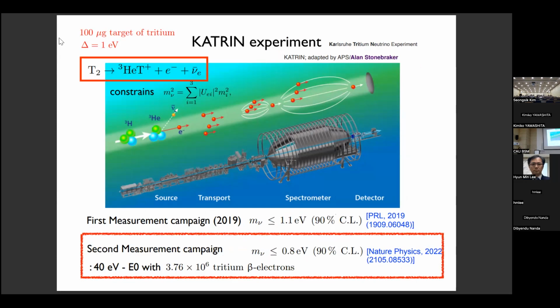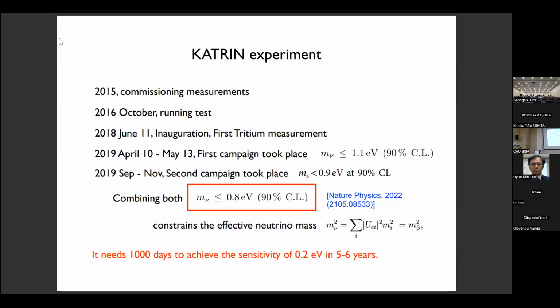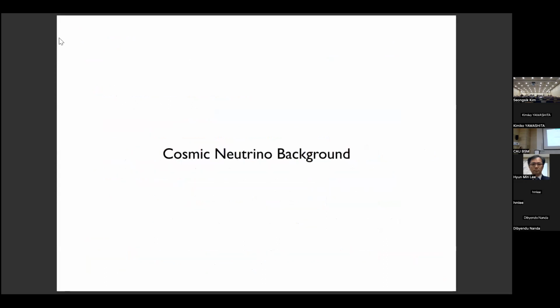Last year, they announced a new upper bound on the mass of the neutrino: it should be less than 0.8 electron volt. This is for the electron neutrino. There are some combinations, but this is now the upper bound on the mass. Maybe in 5 or 6 years with more data, the bound can be lowered down to 0.2 electron volt. So if the neutrino mass is larger than this, then they may see it, but anyway, we have to see. That's the neutrino mass measurement.